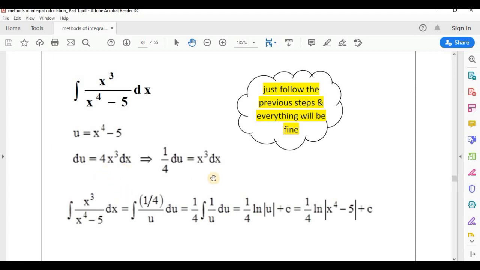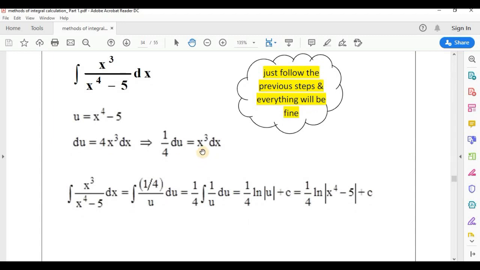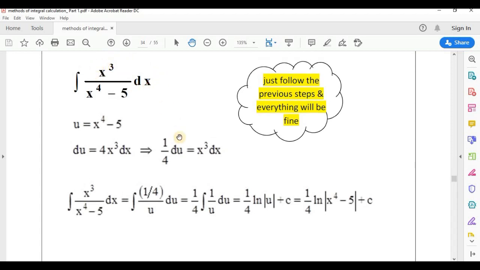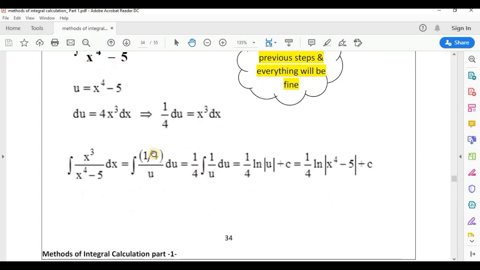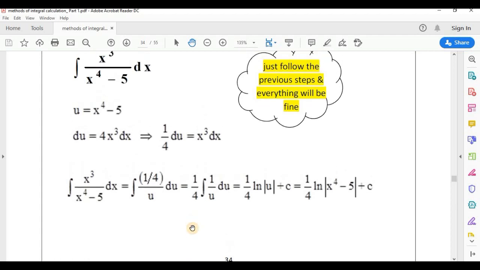We will divide it by 4, so it will be x to the power 3 dx, and this side we will divide by 4, it will be 1 divided by 4 du. So in this case x to the power 3 dx will be this part. The third step, we will just substitute the value u in the integral. So x to the power 3 dx will be this part.